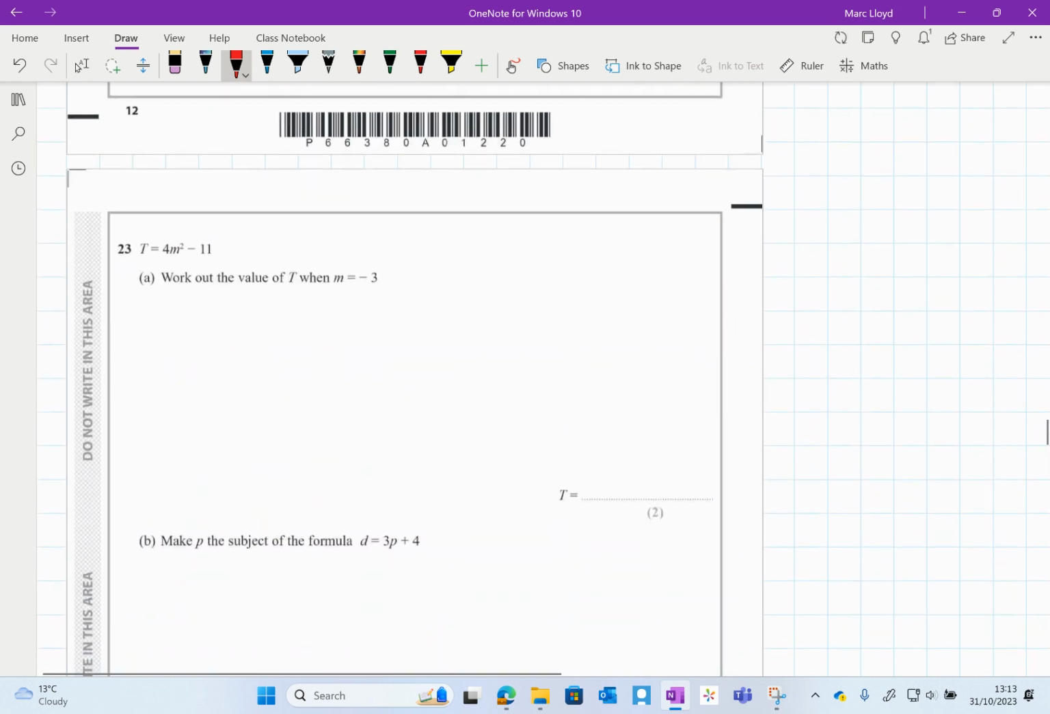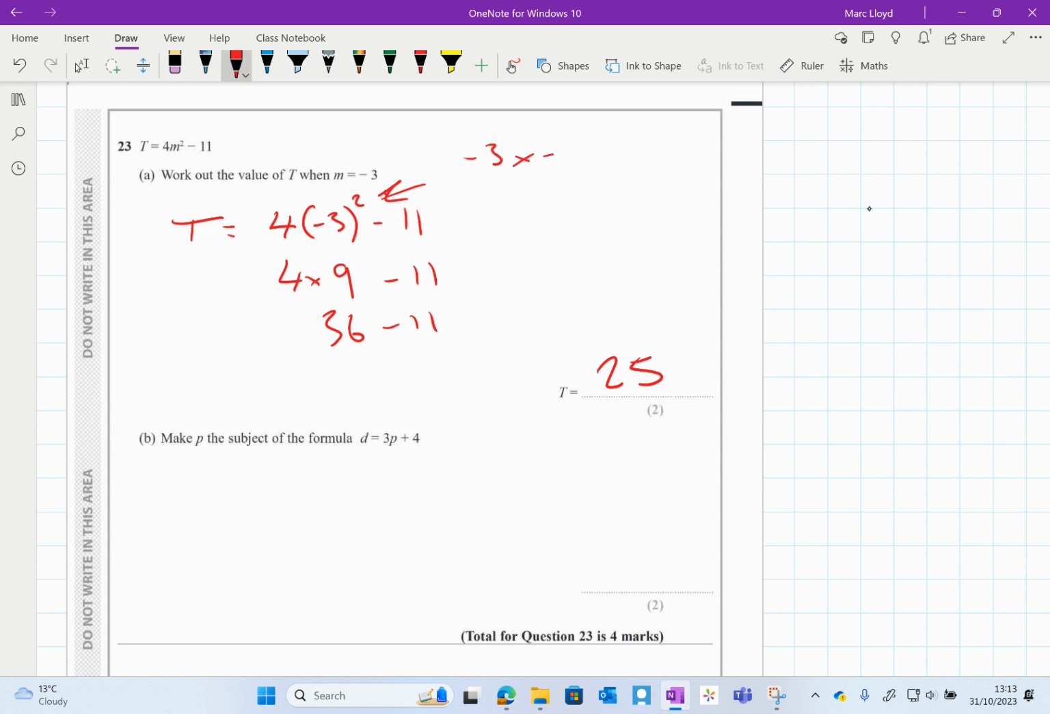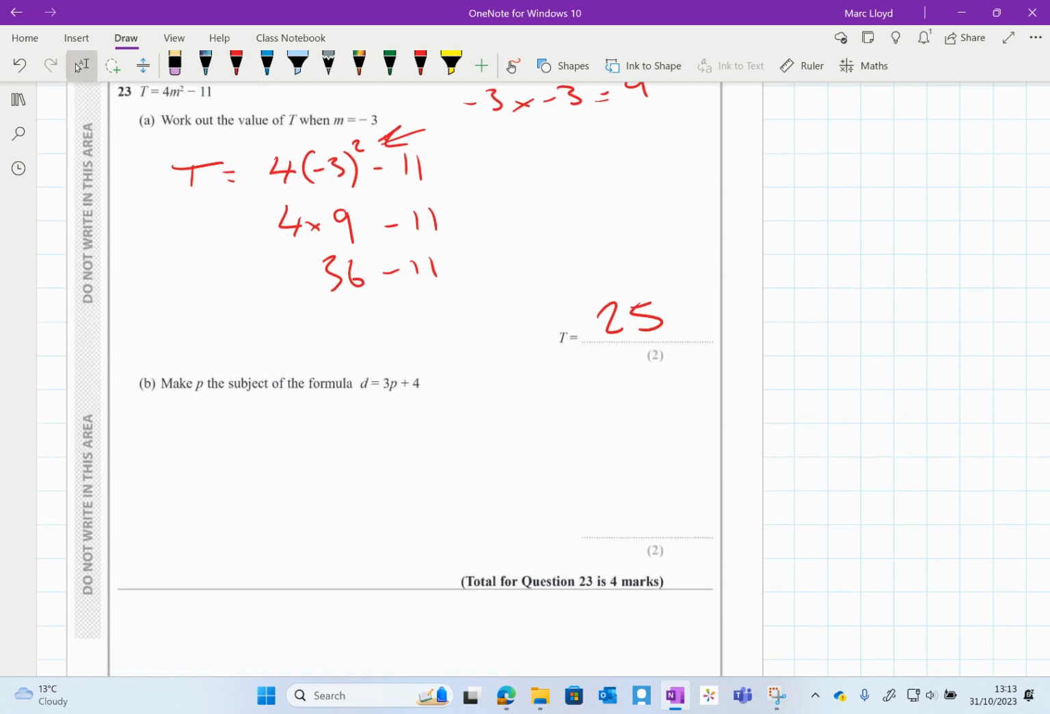Okay, happy. Question 23. Work out the value of t when m equals negative 3. So t equals 4 lots of negative 3 squared, take away 11. Now minus 3 times by minus 3 is positive 9. Then we do the 4 times by 9, which is 36. Take away the 11, 25. And it's that bit there that will catch people out. Minus 3 times by minus 3. When a bad thing happens to a bad person, that's a good thing. And I'll let you decide who are the bad people in life.